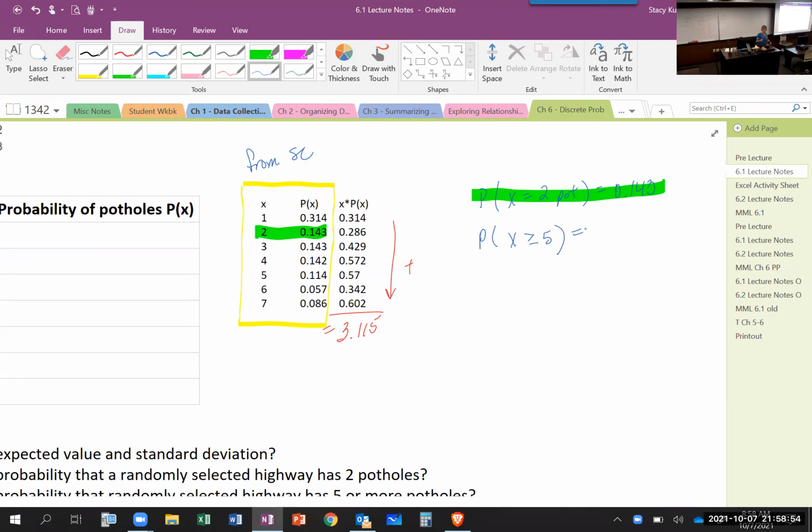Yeah. We're going to add them up. So that's going to be 5, 6, and 7. And what do we find? Okay, is everybody able to see where that came from?